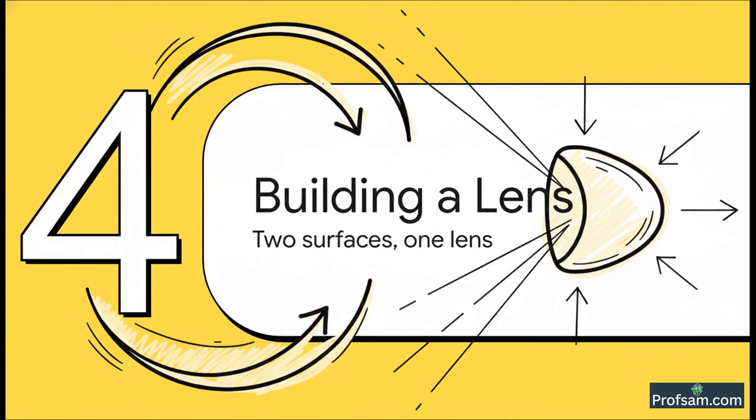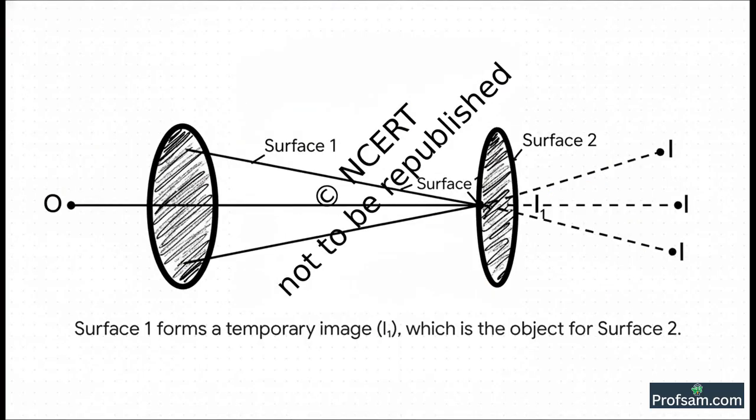Okay, so we've cracked a single surface. But what is a lens? A lens is nothing, yar. It's just two of these spherical surfaces stuck together. So if we know the formula for one, we can just use it 2 times to understand a whole lens. Look at this diagram from your textbook. It explains the process so beautifully.